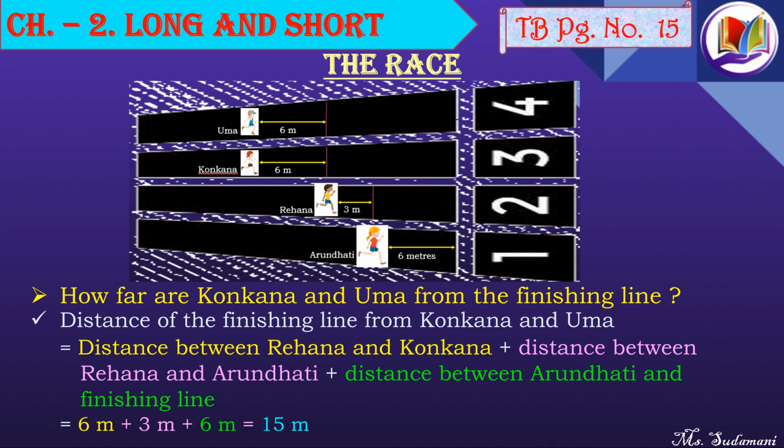And the last, the distance between Arundhati and the finishing line, that is 6 meter, which I have shown in green. So adding all these distances, it's 6 meter plus 3 meter plus 6 meter, that is 15 meter. Hence, Konkana and Uma are 15 meters away from the finishing line. I hope you would have understood this. If not, please pause, rewind the video and have a look at it again. It's fairly simple and I have used different colors for you to understand it much better. Okay?